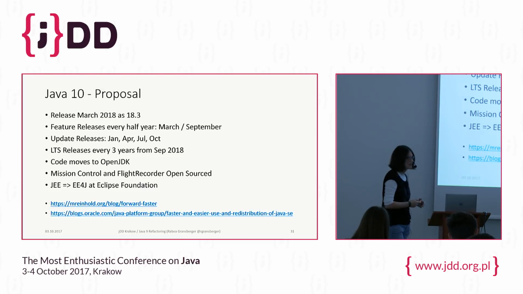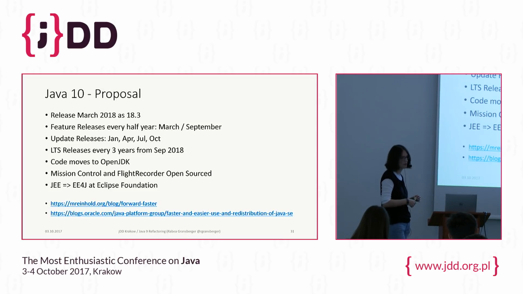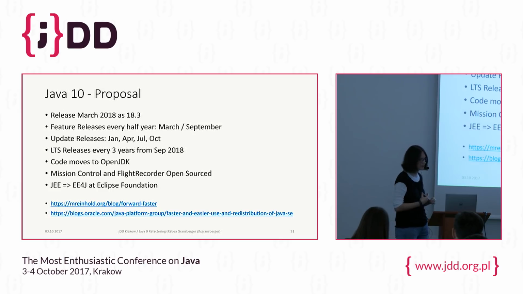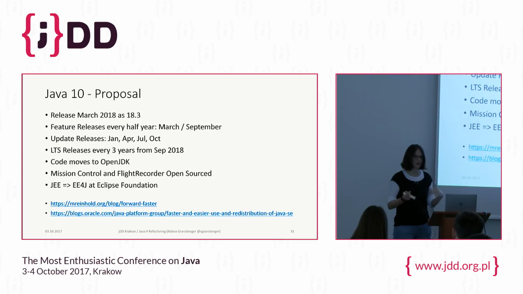And there's also Java 10. Java 10 is not like 3 years away. It might actually be released next March 2018, but this is just a proposal. What they want to do is release the features when they are ready. So there might be feature releases every half year with update releases every quarter and long-term support releases, like we have them right now, every 3 years.